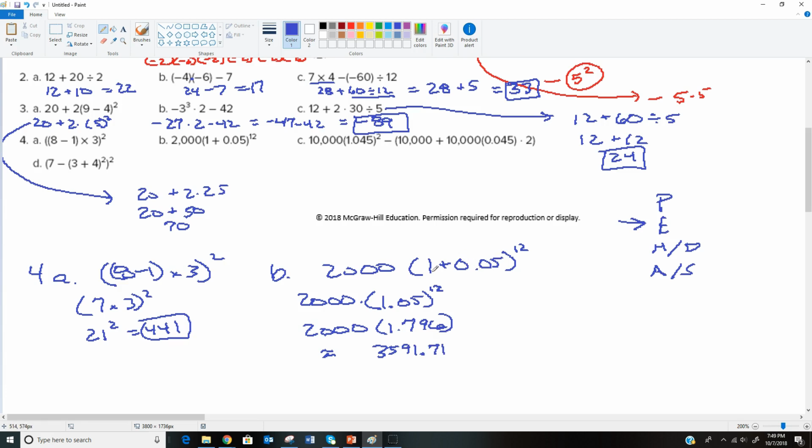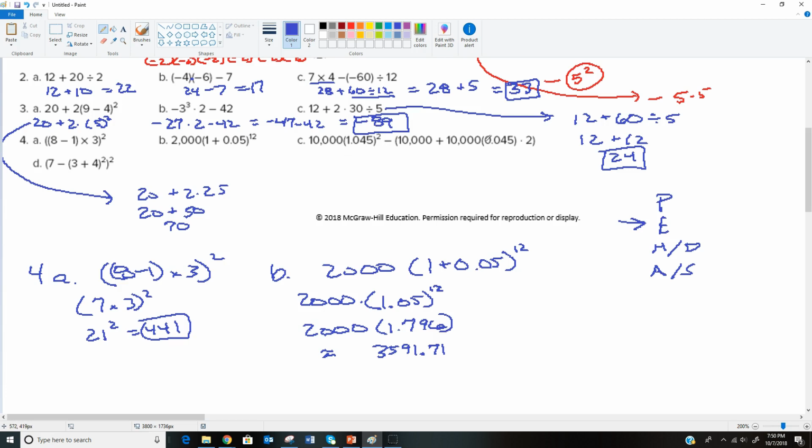This is kind of modeling an interest rate problem, and the 12 kind of looks like an interest rate problem. So I'm going to take it to 2 decimal places like it's money. But there's nothing that said I had to do that. That was just my choice. So $3,591.71. All right, this problem here, we've got some room under here, so we'll do it.